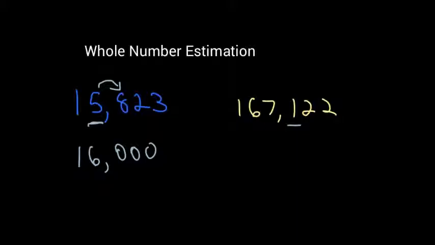Next, I got 167,122, so I want to round to that hundreds place. So 1 looks at the 2, 2 is not 5 or greater, so it's going to stay the same. So I'm going to have 167,100, and then everything else becomes a 0.